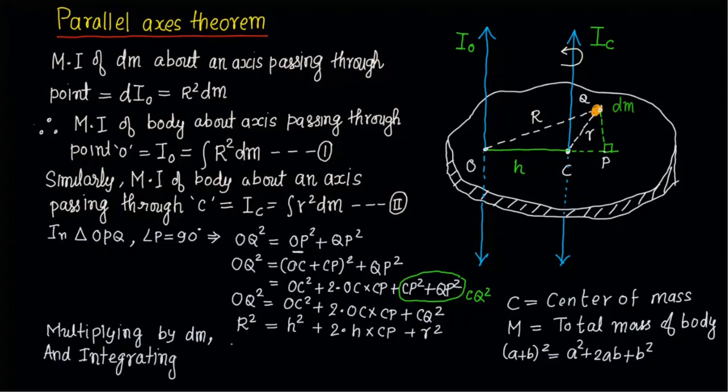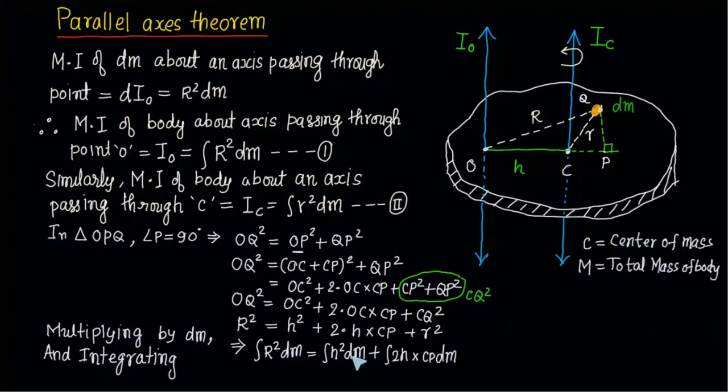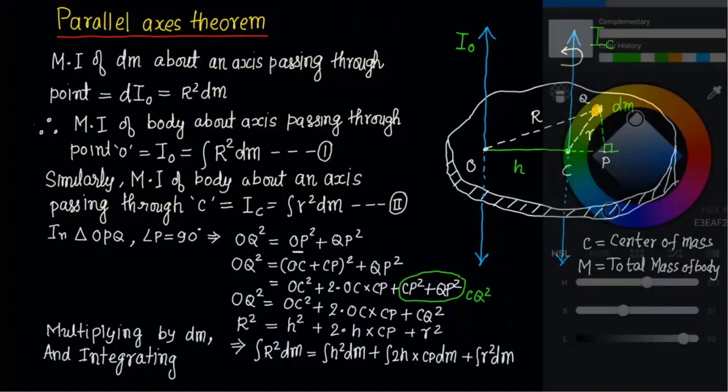So if I do that, I'll be getting a simplified expression as integration r square dm equals h square dm plus integration of 2h times cp, distance cp, that is this distance, into dm. So here, this is going to be 2h into cp into dm, plus over here it will be integration of r square dm. Now let's see each and every term we got here.